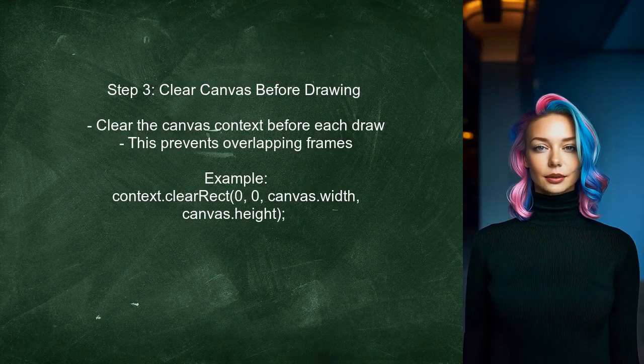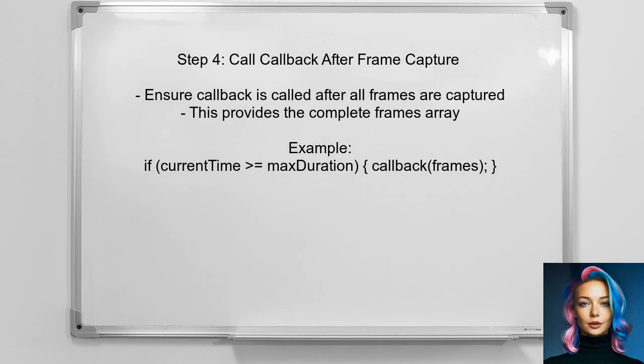Additionally, the user should ensure that the canvas context is cleared before drawing a new frame. This prevents overlapping images and ensures that each frame is captured correctly. Finally, the user should call the callback function only after all frames have been captured. This ensures that the frames array is complete before passing it to the callback.